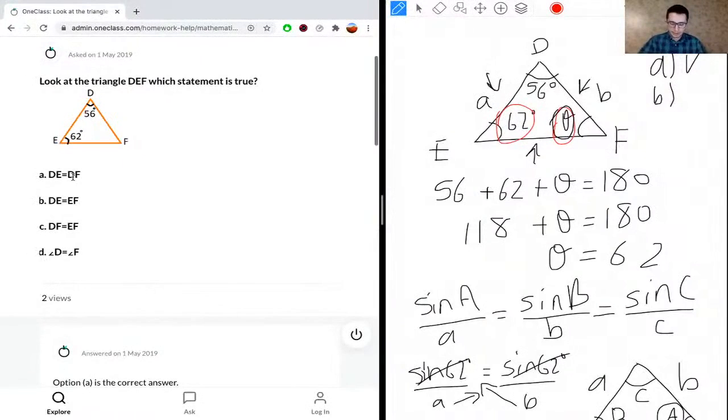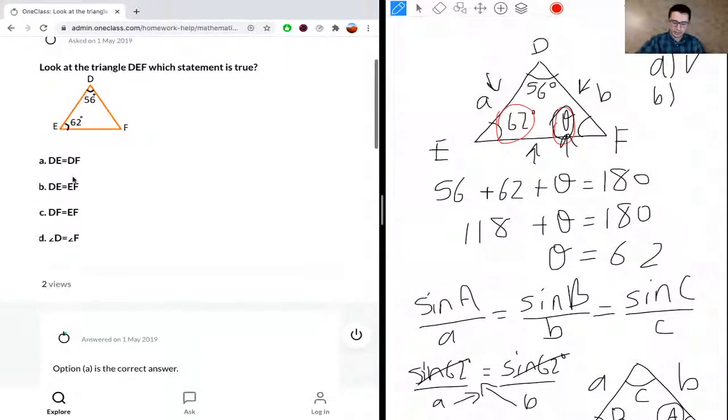And finally, angle D is equal to angle F. We know angle F, theta, is 62 degrees and angle D is 56 degrees, so that's not true. So we know the correct answer is A. B is wrong, C is wrong, and D is wrong.